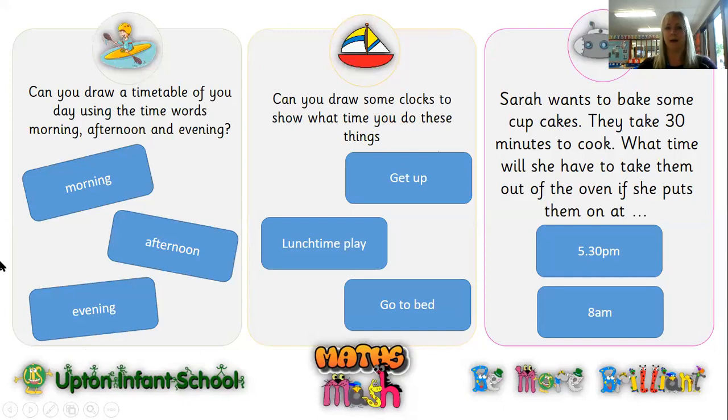If you want to have a go at the paddling challenge, you will need a piece of paper and a pencil, and it would be great if you could draw a timetable of your day using the words morning, afternoon and evening. Remember to include all the things you do, maybe in school, at home, if you've got any after school clubs, maybe things you do at the weekend. But can you make sure that you use these 3 words, morning, afternoon and evening?